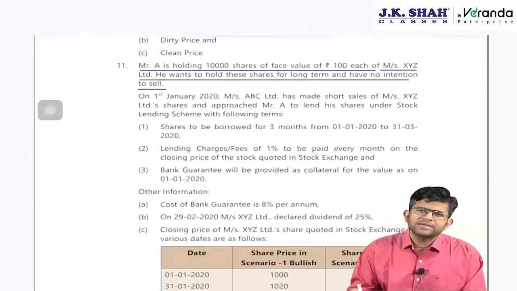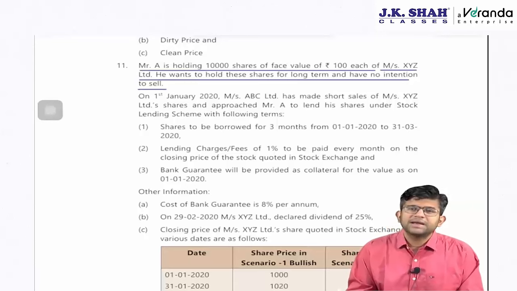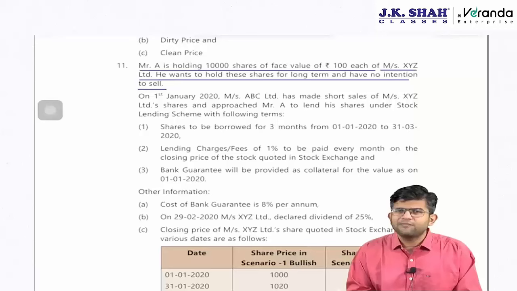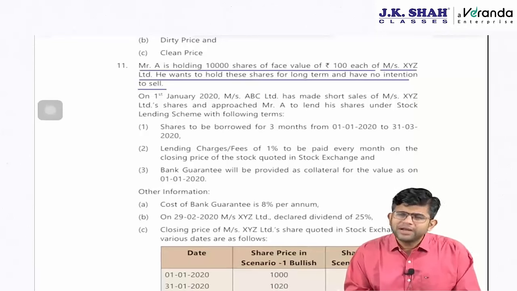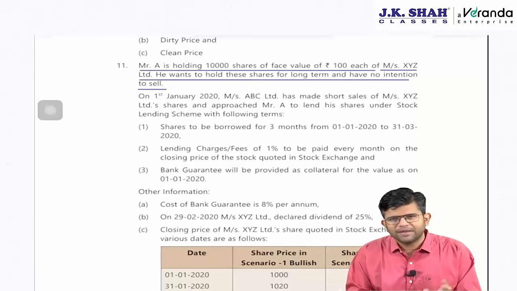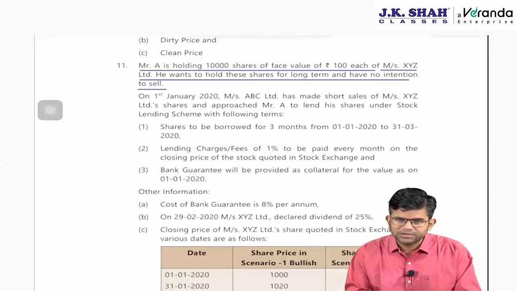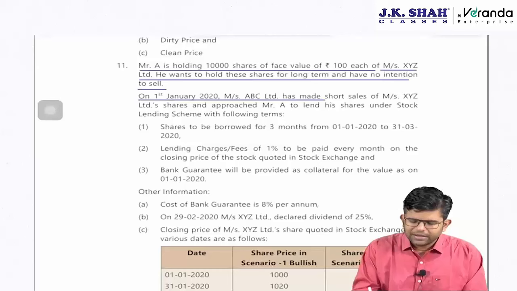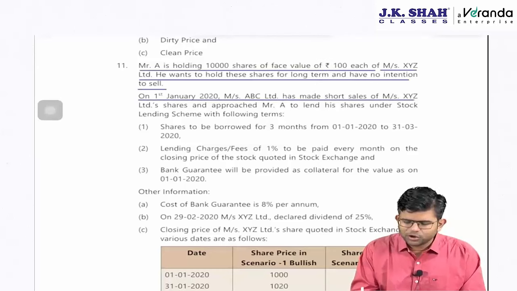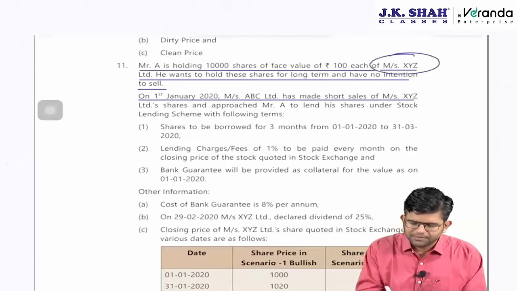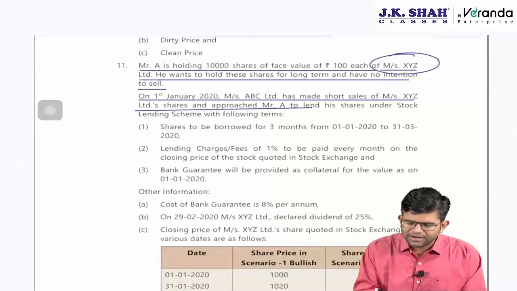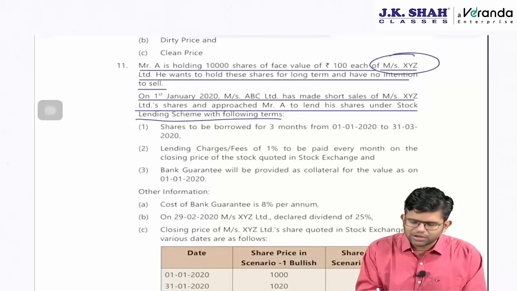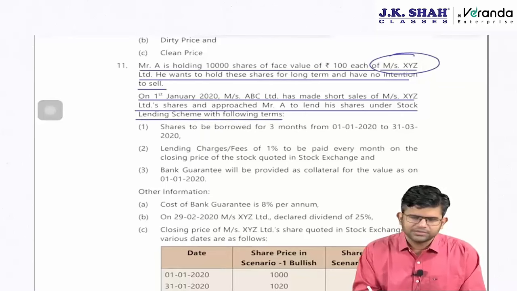So students, why is this line given? This line is given so that you can understand that Mr. A would be a person who would be willing to lend the share for some time and then take it back, because he is not planning to sell it off. On 1st January 2020, ABC Limited has made short sales of this company, and therefore for that it approaches A to lend the shares under the stock lending scheme with following terms.